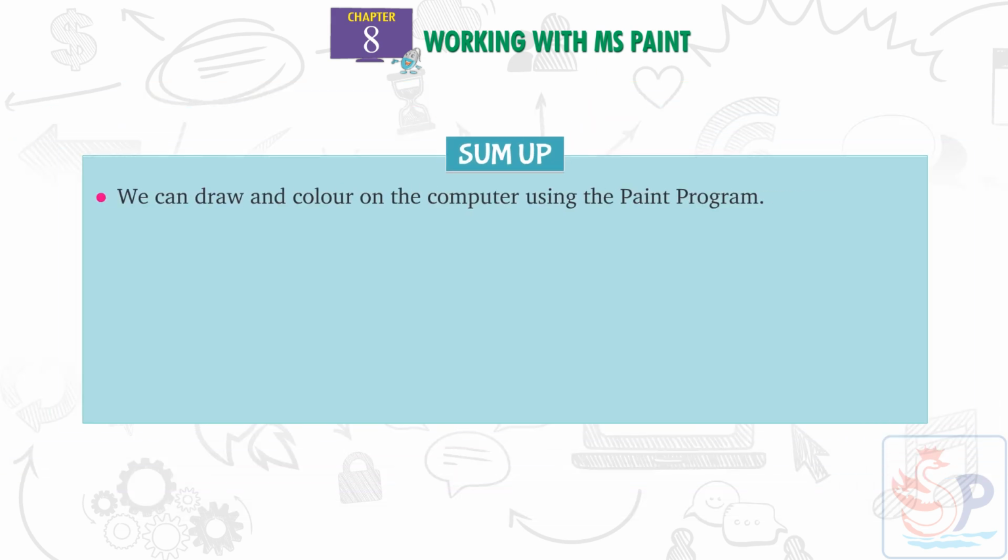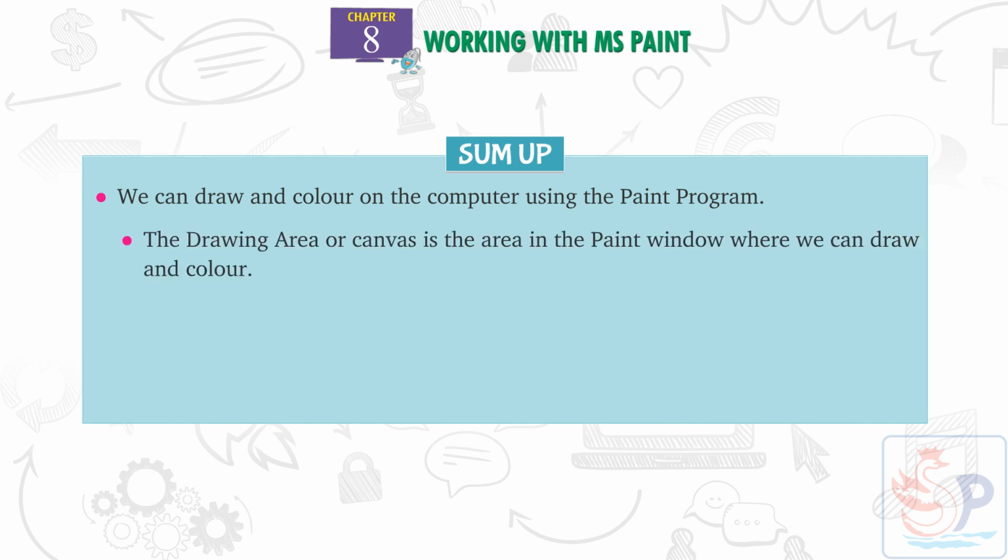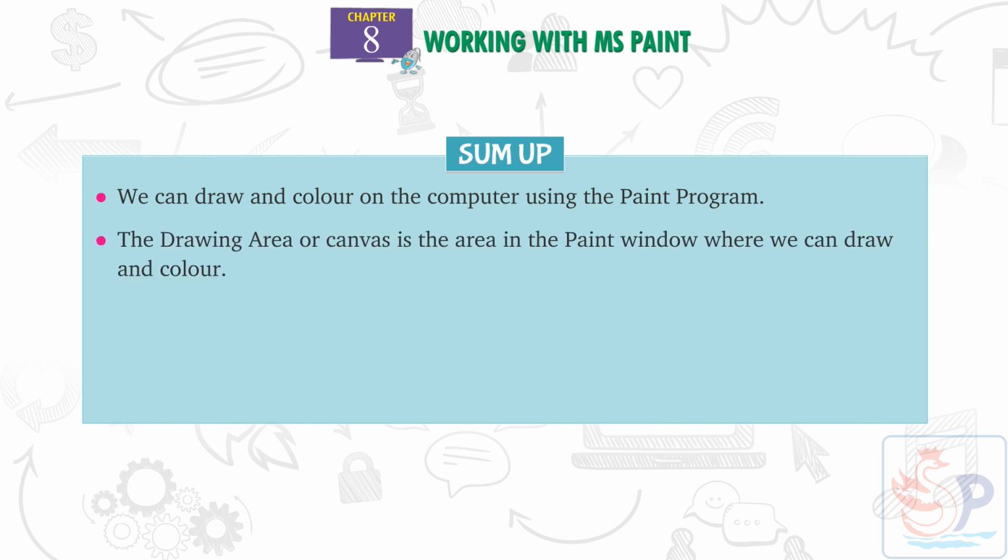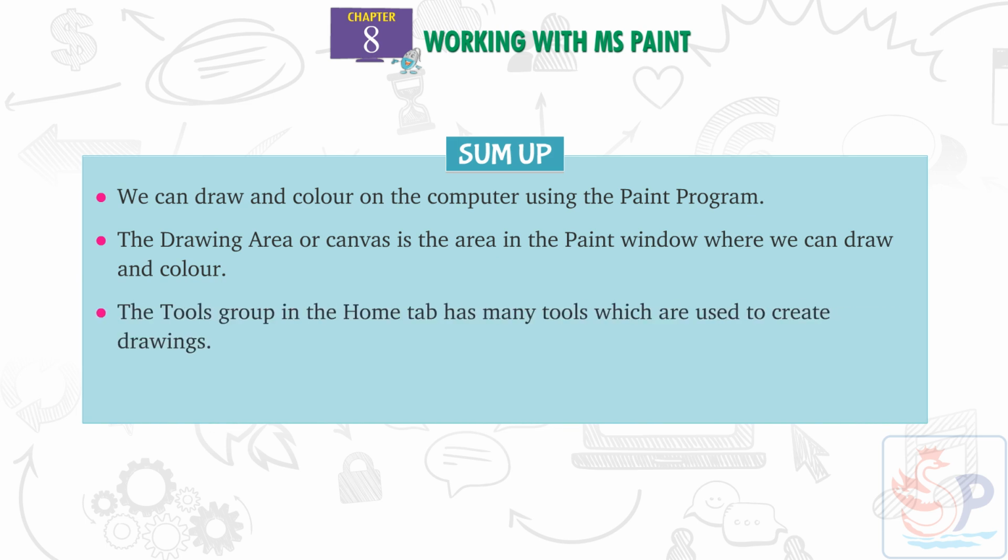Sum up. We can draw and color on the computer using the Paint program. The drawing area or canvas is the area in the Paint window where we can draw and color. The Tools group in the Home tab has many tools which are used to create drawings. The pencil tool is used to draw like an ordinary pencil.